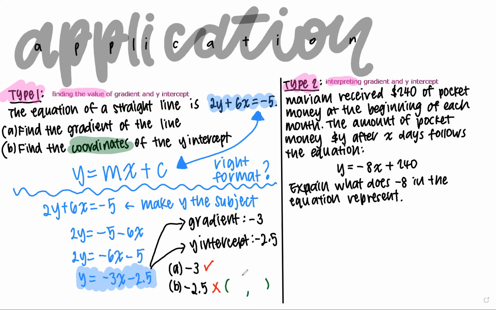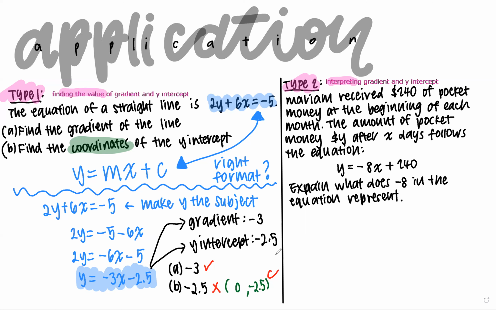So where do we put the negative 2.5? On the left or on the right? On the right. So what should be on the left then? 0, yes, because on the y-axis, x is 0. And this is the correct answer. This is the part that a lot of students always make mistakes on because they didn't read the question carefully.